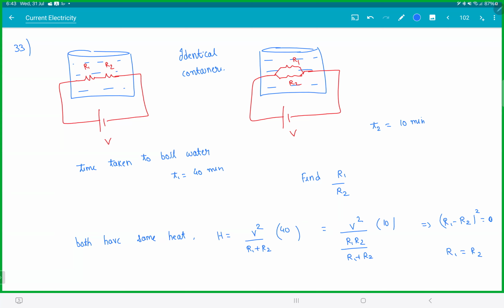Yeah, they're equal. Clear? Easy one. I could have changed the values of 40 and 10 minutes. I'd get different times also. I can get different values. Next one.